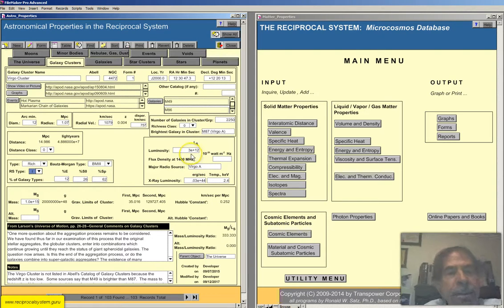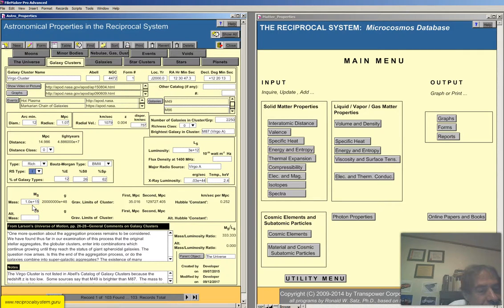Now, luminosity in terms of the sun is 3 times 10 to the 12th, which is huge. Flux density at 1400 megahertz, I don't have that for this. If you have that information, just plop it in. That's in watts per meter squared hertz. Major radio source is Virgo A. Everybody knows that. X-ray luminosity is 0.03 times 10 to the 44 ergs per second. The temperature in kilo electron volts is 2.4.